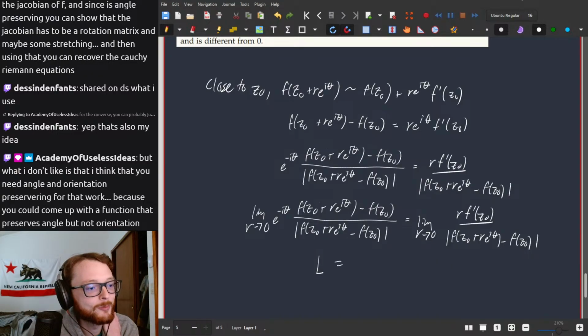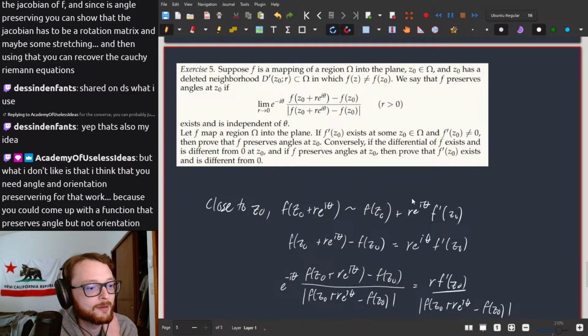For the converse, you probably just use the Jacobian of f, since as angle preserving, you can show the Jacobian has to be a rotation matrix and maybe some stretching. Using that, you can recover the Cauchy-Riemann equations. Oh. You need angle and orientation preserving for that to work?